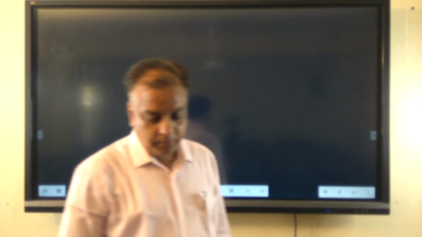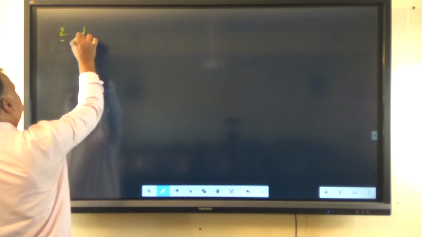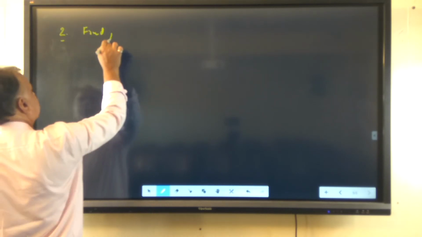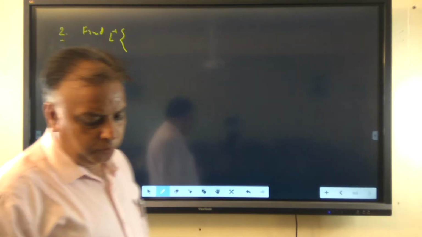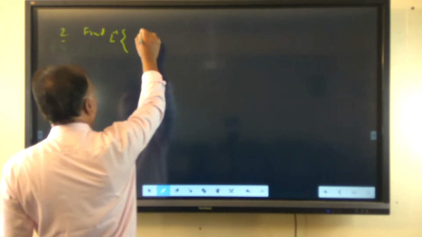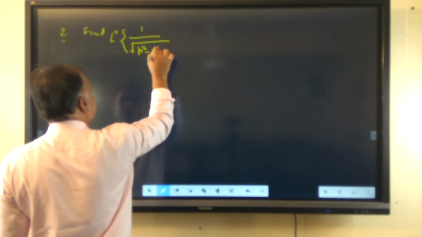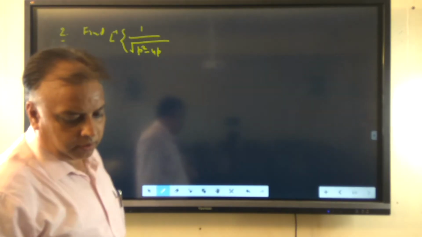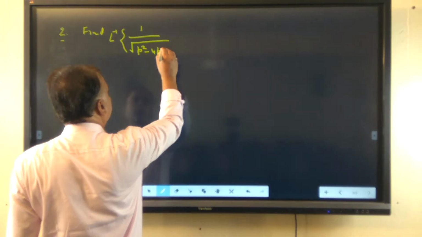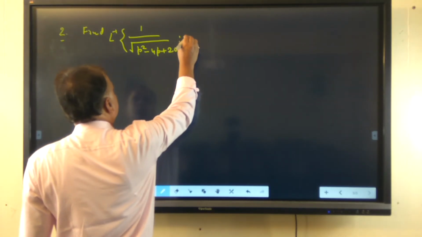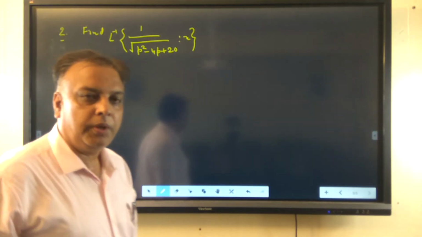If we solve another problem, find the inverse Laplace transformation of 1 upon under root of p² − 4p + 20 with respect to x.